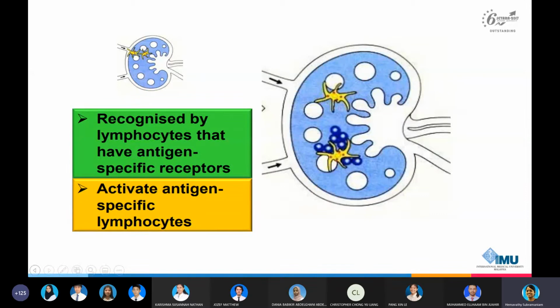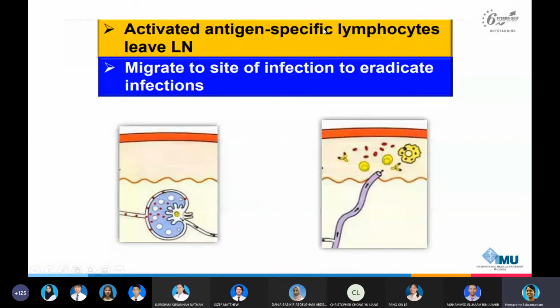Okay. The activated antigen-specific lymphocytes will leave the lymph node. The job is done, so it will leave the lymph node. It will migrate back to the site of infection to eradicate the infection. So it's going back to the site of infection to eradicate the infection. So the whole process could happen because it has fulfilled the conditions by the adaptive arm of the immune response. So that's more of a graphical representation.